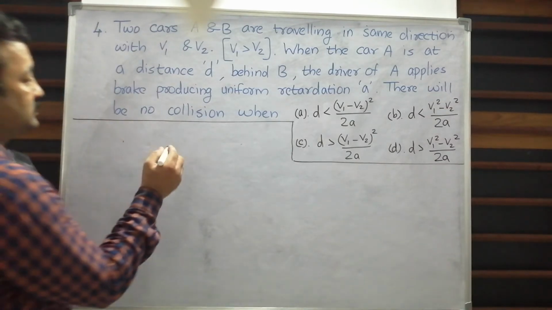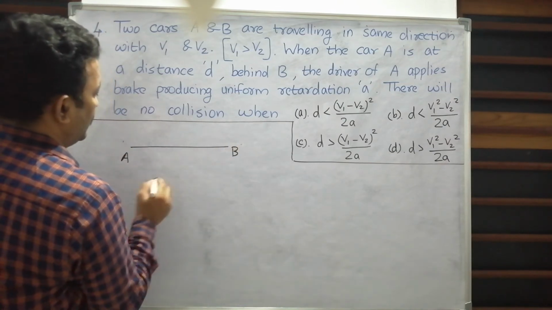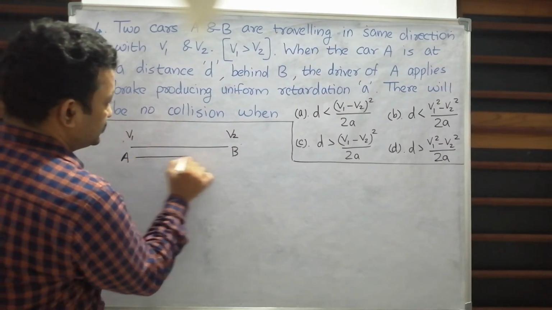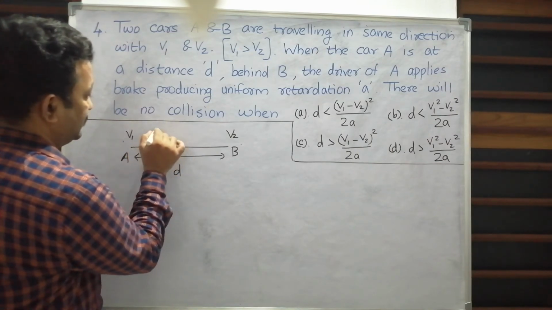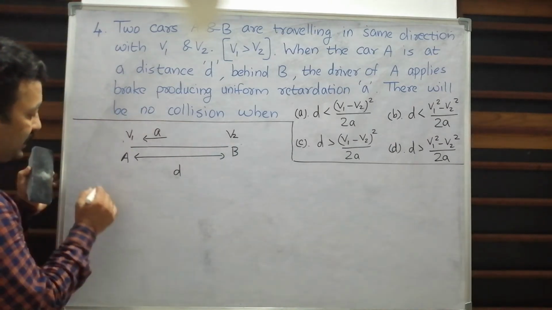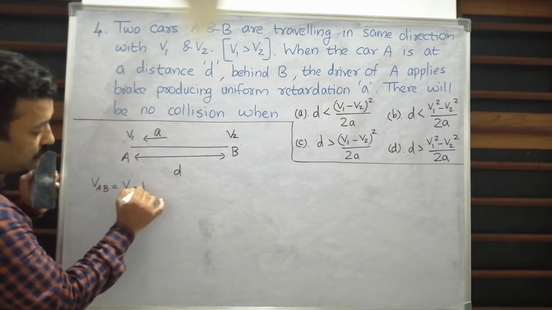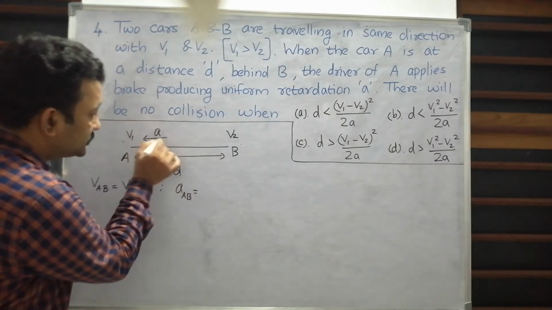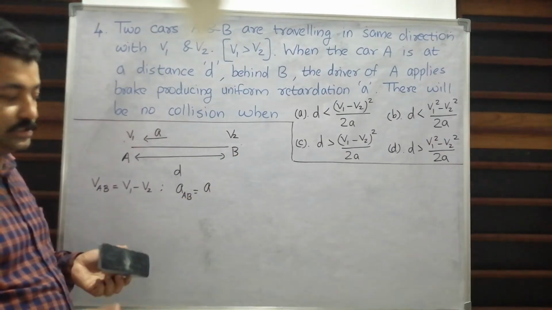We have two cars, A and B. One is moving with V1, the other one moving with V2. When they are at a distance of D, the driver of car A applies a retardation A, and B is not retarded. So the relative velocity of A with respect to B is V1 minus V2. The relative acceleration of A with respect to B: A has acceleration A and the acceleration of B is 0, so it is simply A, since A minus 0 is A.